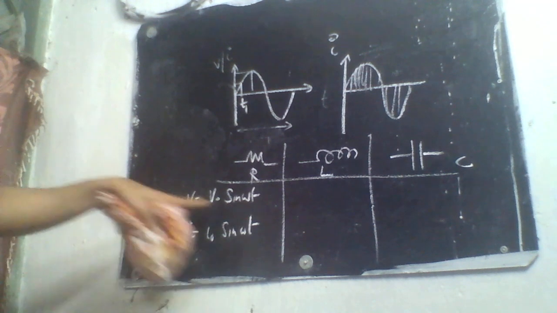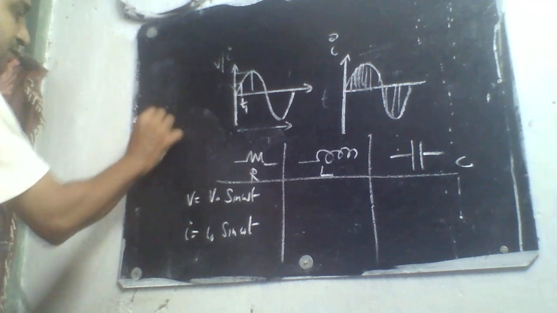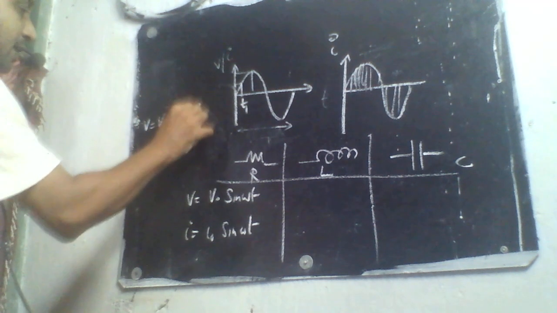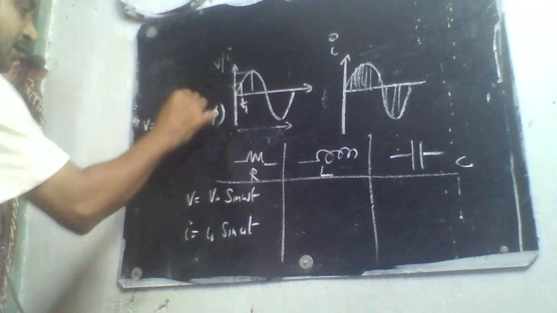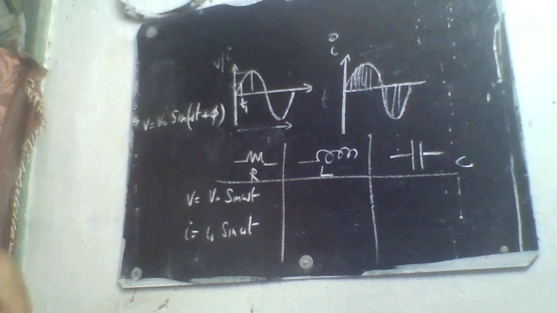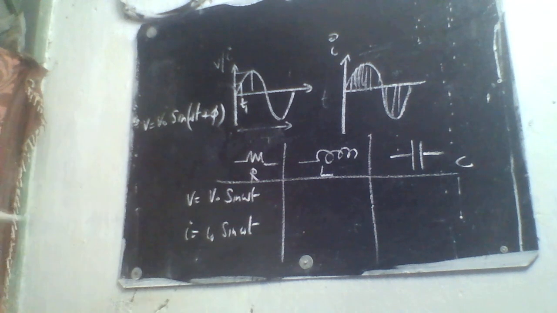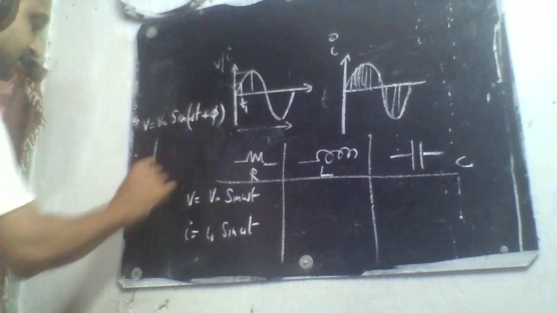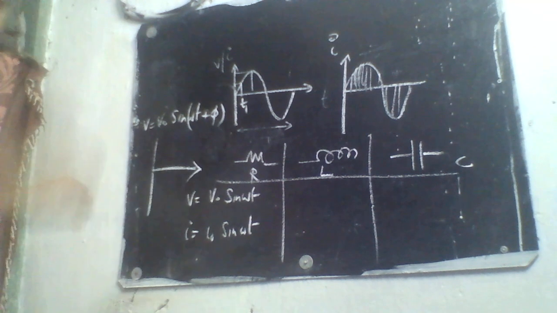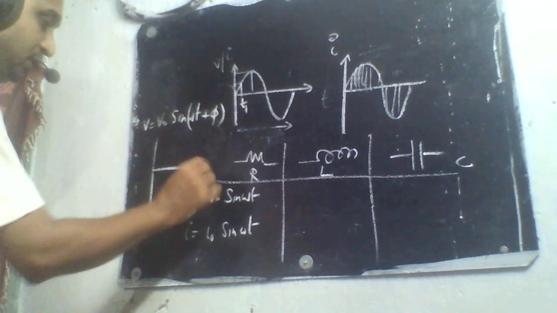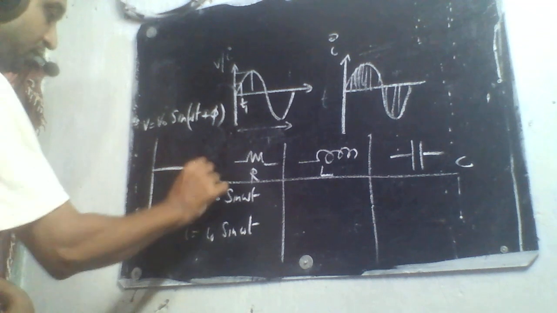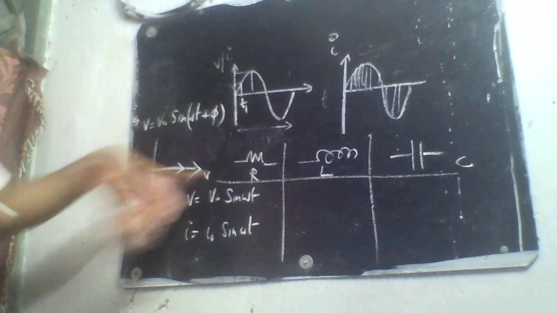Sometimes the equation will be like this: V is equal to V0 sine omega t plus phi. This phi indicates the phase difference. In this case, both have the same phase. Now if you draw the phasor diagram, you can see that both are moving together. If this is voltage, the current will be on the same line.